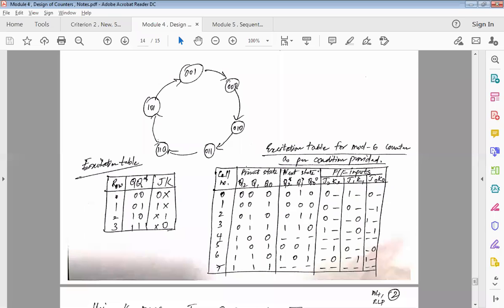So any doubts with these two columns as to how we are developing these two columns? Students, any doubts, please ask. I want you to be interactive. Girls, any doubts?